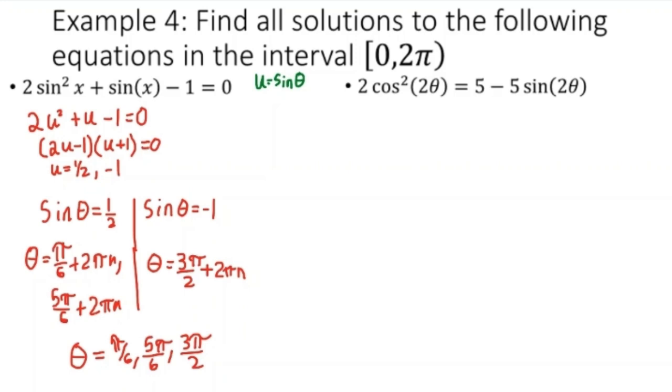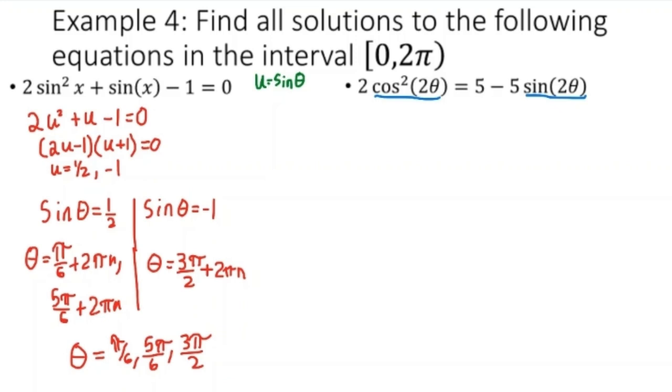Now we're going to solve 2 cosine squared 2 theta equals 5 minus 5 sine 2 theta. Unlike the last few examples that we've seen, here we see 2 trig functions, cosine and sine. When we have 2 trig functions like this, it becomes rather difficult to solve them. And one strategy is to try to rewrite our equation so that there's only one trig function.